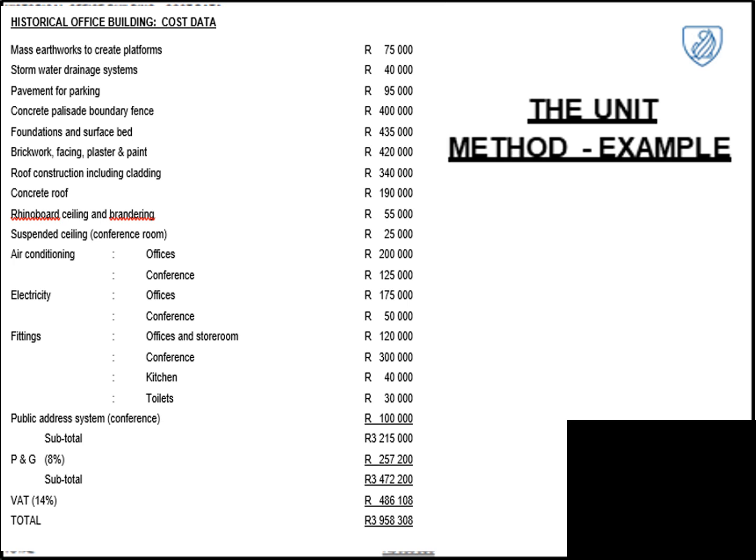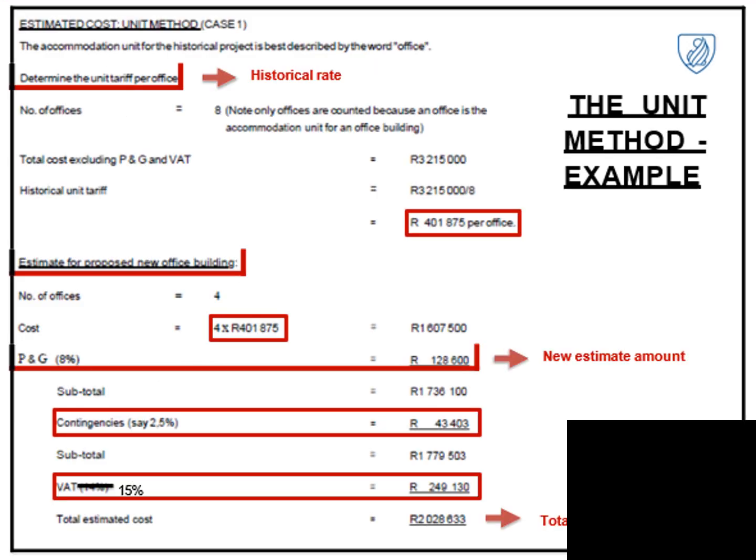So let's look at our previous historical building. You can see it had a cost of 3.9 million, but whenever you work with your base units, you always subtract your P's and G's and your VAT. Otherwise it will cause an error. If you are inaccurate with your estimate, it will just exaggerate your mistake by including this early on. So you want to break it down into such a small unit as possible whenever doing your estimate.